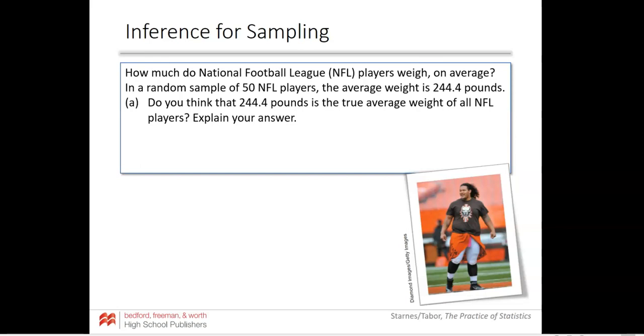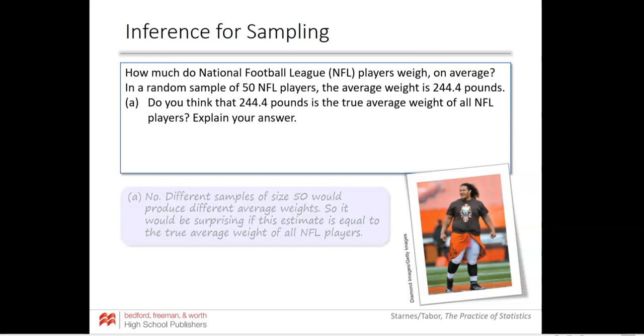You took one sample of 50 players. Do you think you got it exactly? Probably not, right? Different samples of size 50 would probably produce different average weights. So one might be 260, one might be 220. I don't know. It's going to range. You have some kind of range of values that if you kept taking samples of size 50 randomly, you would probably get different results every time. So it would be surprising if you got it exactly, just taking one sample of 50.